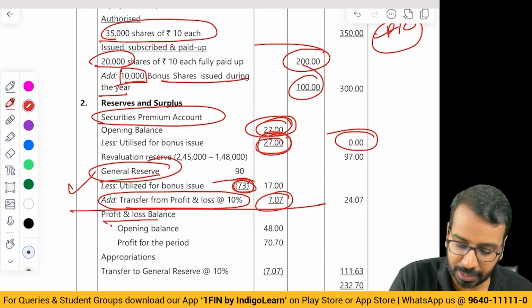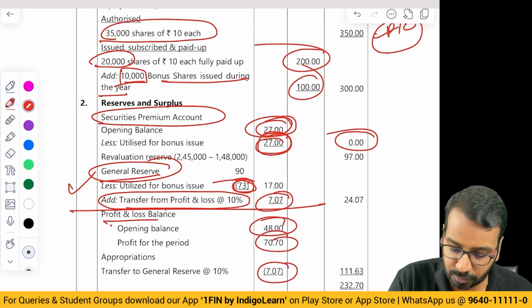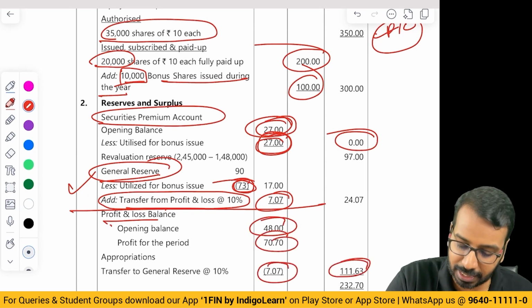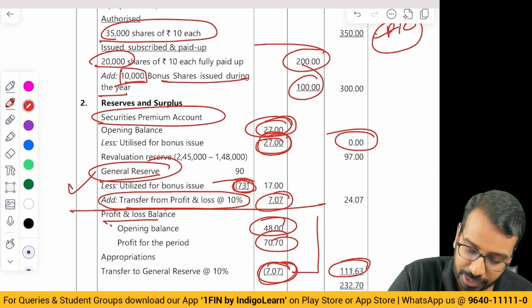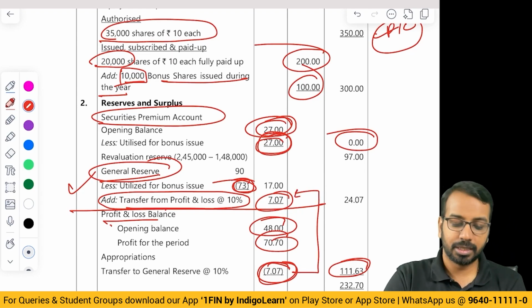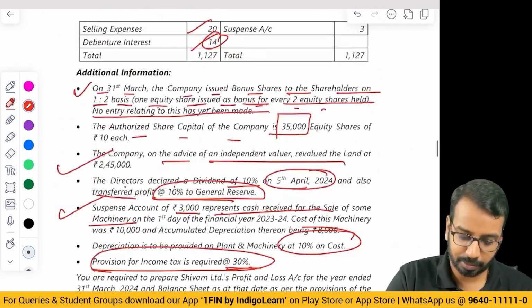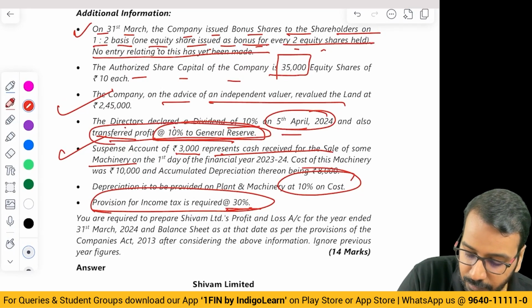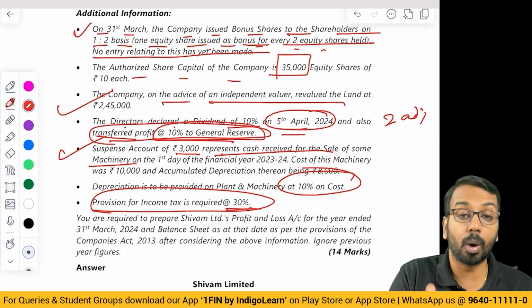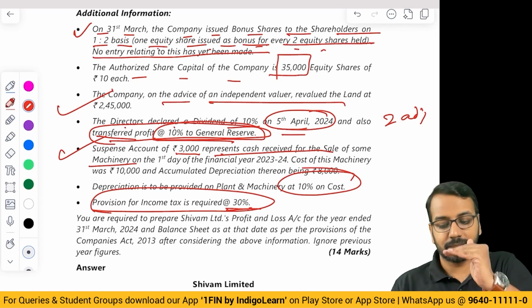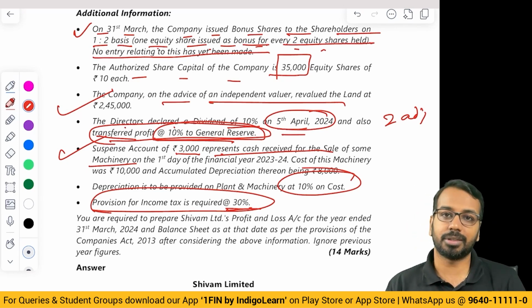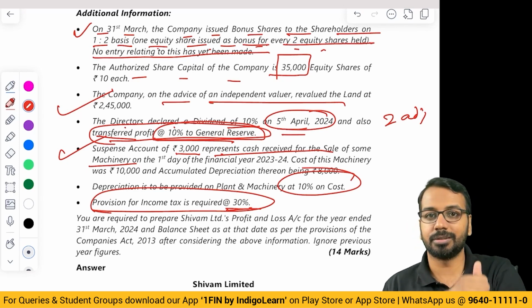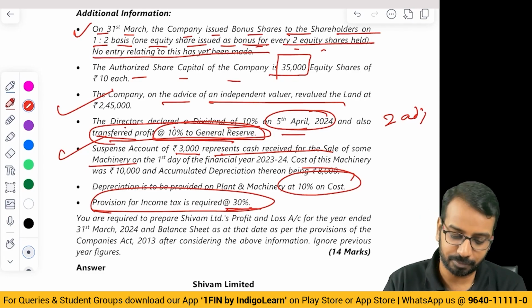Then P&L opening balance, profit for the period, transfer to general reserve, closing balance. So basically you reduce 7.07 here and you move that 7.07 there. See this adjustment, as I tell you, each adjustment. Transfer 10% to general reserve has two adjustments. One, reduce from the P&L balance. Second, add it to the general reserve.